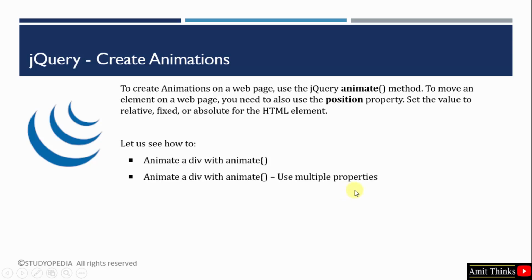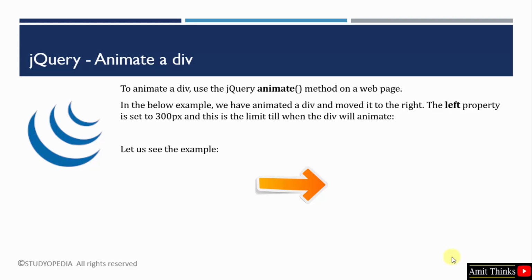So guys, let us start with the first example. First we will see how to animate a div. We will use the same animate method. We will animate a div element and move it to the right. To move it, we will use the left property and set its value. This will allow us to animate the div to the right. Let us see the example.